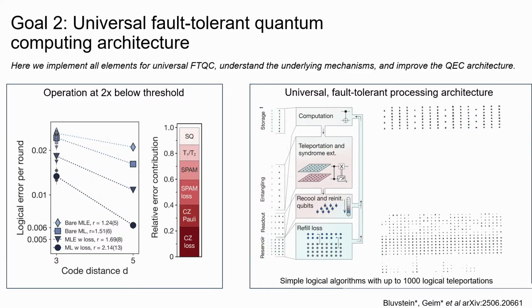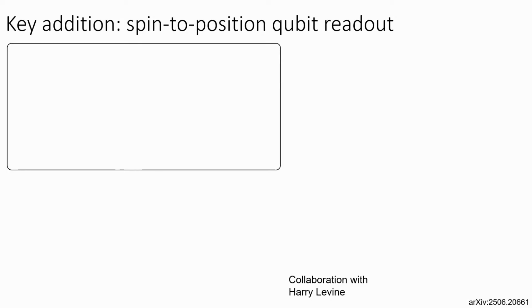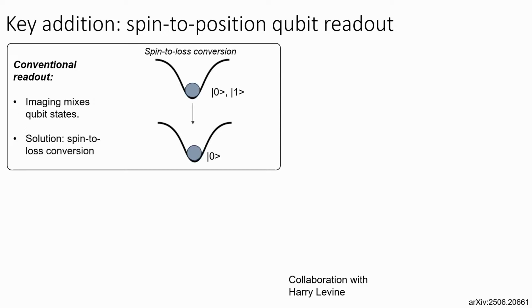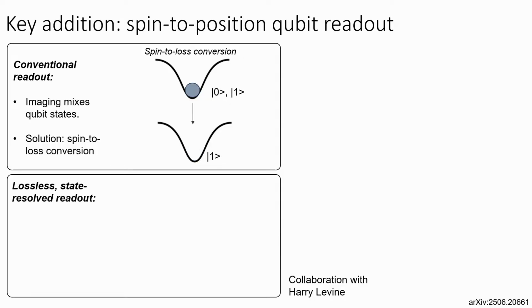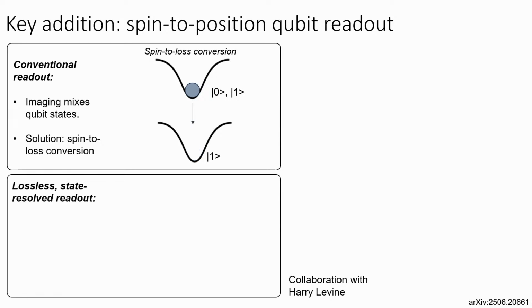So one of the key technical tools enabling these new experiments is a different type of way of doing readout that I want to overview in part because it's so much fun. In conventional readout schemes with atoms, one of the big challenges is that imaging mixes together the qubit states that are stored within the atom. And so the typical trick that we play is that we convert one of the spin states to loss, and then we image whether the atom is there or not. It's a very robust way of imaging, but you lose half your atoms every time you do the imaging.